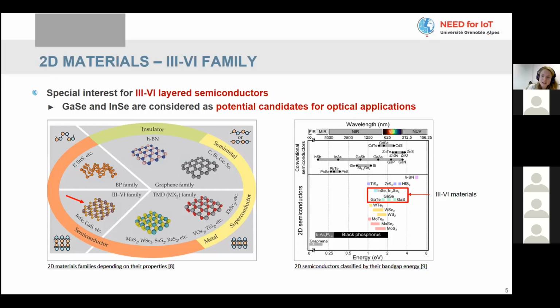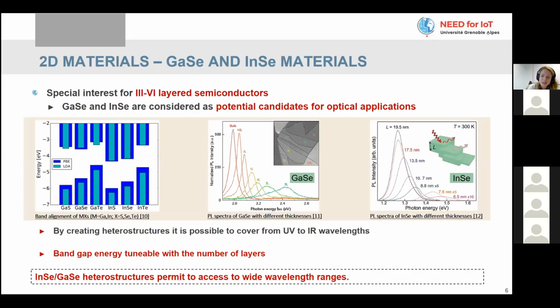But you have also the 3-6 family, which has been studied for several years now for optical applications, and which can cover a large wavelength range between near UV and the near infrared. Among the semiconductors in this 3-6 family, you have gallium selenide and indium selenide, which are considered today as potential candidates for optical applications.